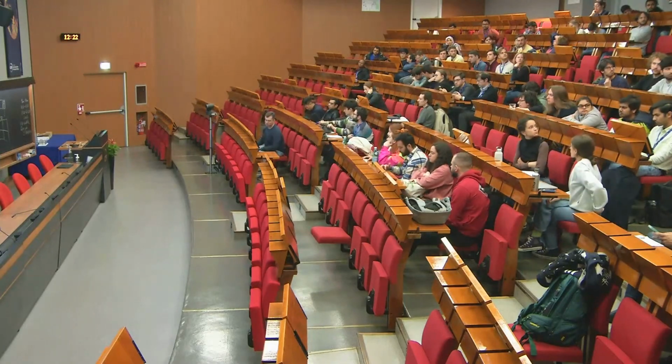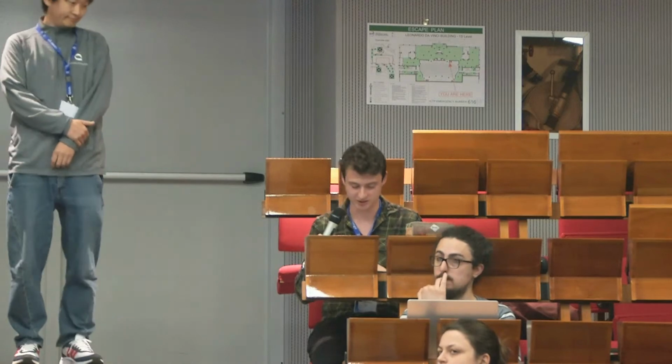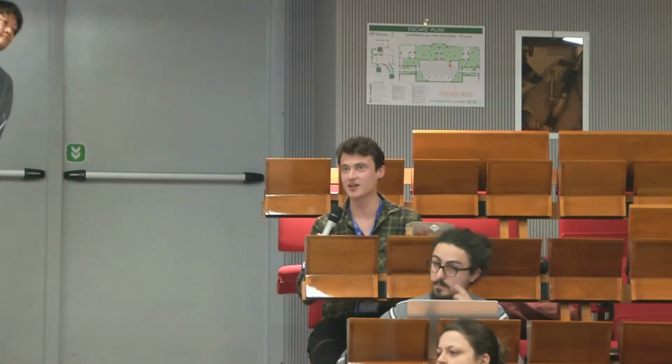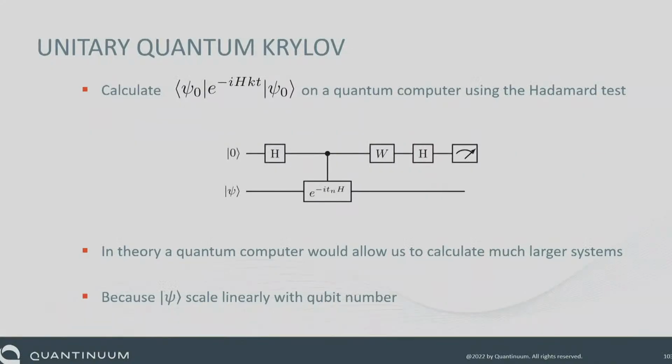Thank you for the talk. I wanted to ask first a technical question about the Hadamard test, where there was a W operation. Which operation is it? That's a phase gate. So that will give you the imaginary part of the expectation value. Okay, perfect.